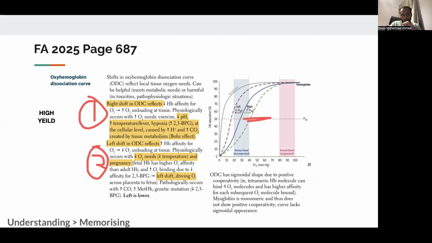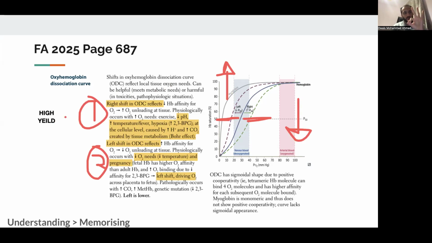Right shift, which is shown over here, and left shift. Right shift means less stickiness. You're not sticking with the RBC or hemoglobin that much. And left shift over here means an increased amount of stickiness. You're sticking on. When do you think we're going to have less stickiness? Less stickiness is going to be in a scenario where your body needs oxygen. It's letting go of oxygen. And increased stickiness is a scenario where your body does not need oxygen, so in a well-oxygenated area, like maybe your tissues are well oxygenated. So you're going to have right shift or left shift.